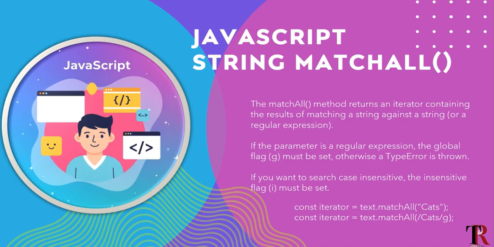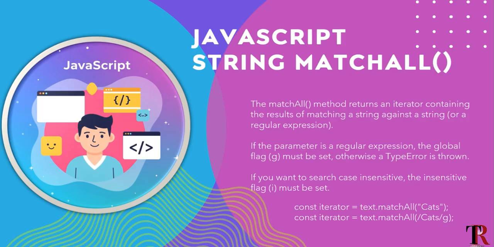So in this lesson, we are going to see how we can use the matchAll method to find all the instances of a particular string against a string. The matchAll method returns an iterator containing the result of matching a string against a string or a regular expression. Unlike the match method that returns an array by default, this returns an iterator. And to use an array method or array property on it, it first needs to be converted to an array, as we are going to be seeing in this lesson.